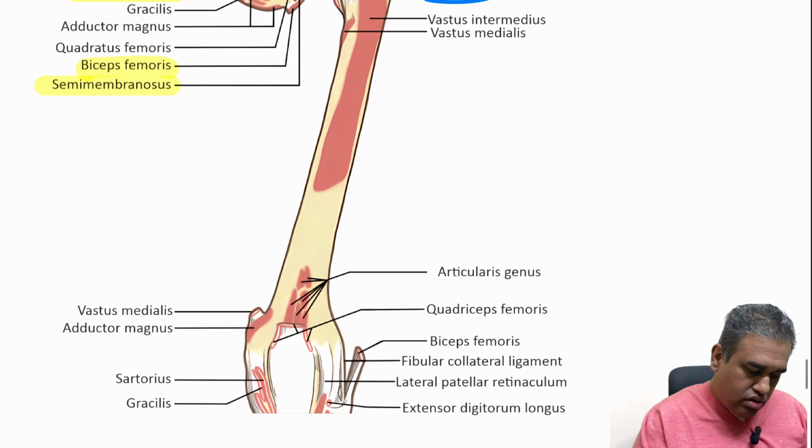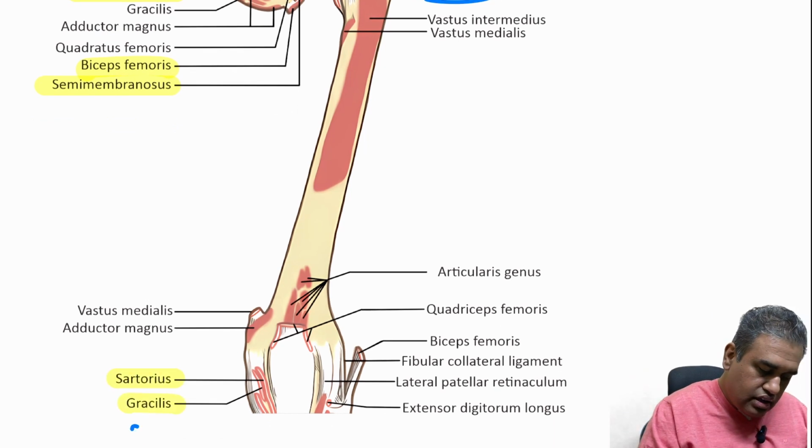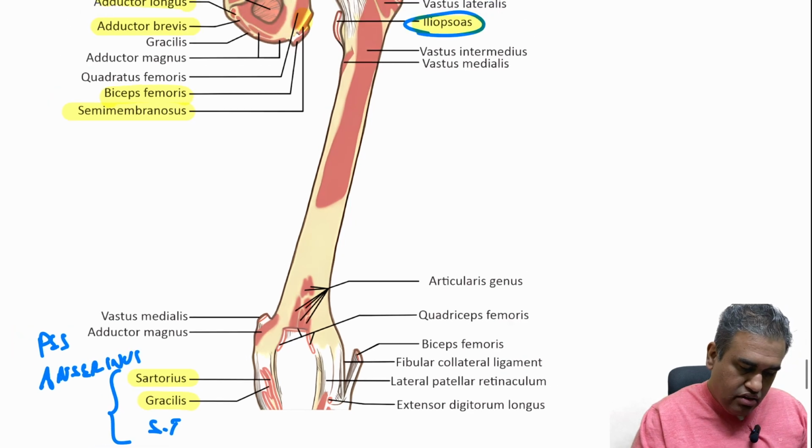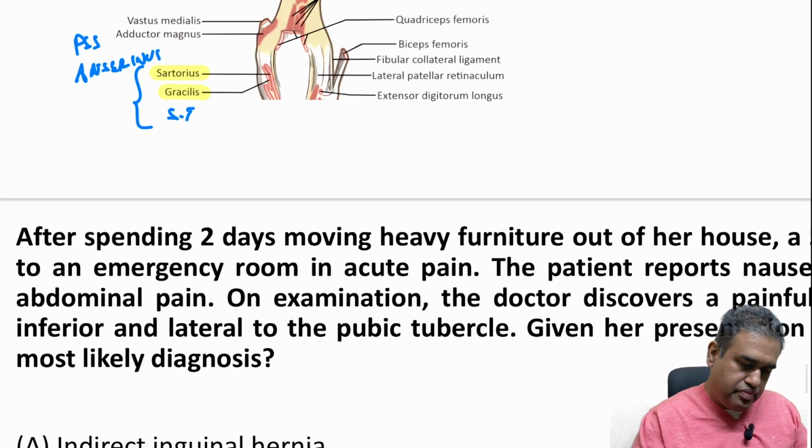As you go down, you also see over here the sartorius, gracilis, and there is one more muscle over here, that is semitendinosus. They form the pes anserinus. What are they known as? Pes anserinus. Okay, so remember a few muscles over here at least.